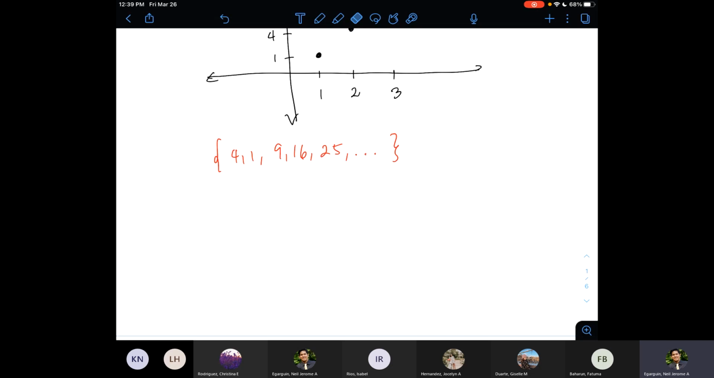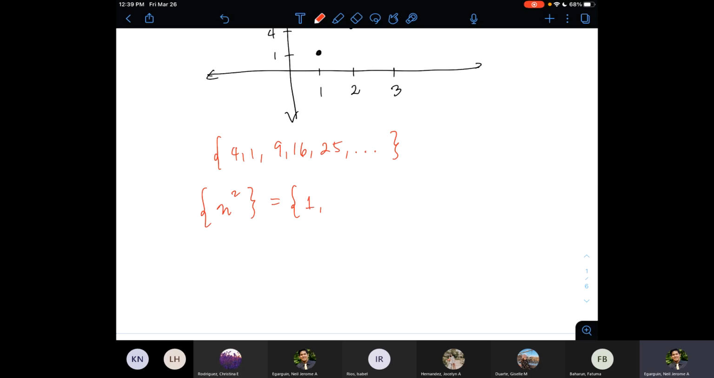Another way of writing sequences is via a formula. You can simply enclose n squared inside braces, right? This tells us that to get the listing of elements of this sequence, all you need to do is plug in natural numbers starting from 1, then 2, then 3, and so on. Again, ordering matters. You plug in 1, we get 1, and then plug in 2, so we get 4, we get 9, 16, 25, and so on. And this is the black sequence we wrote earlier, okay?